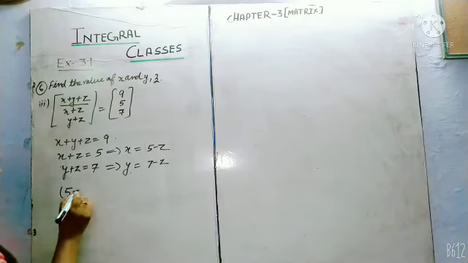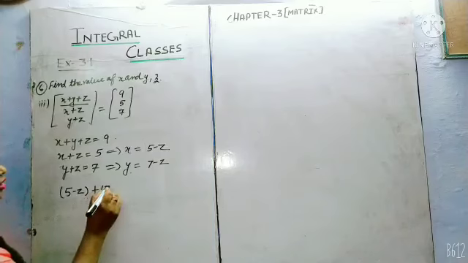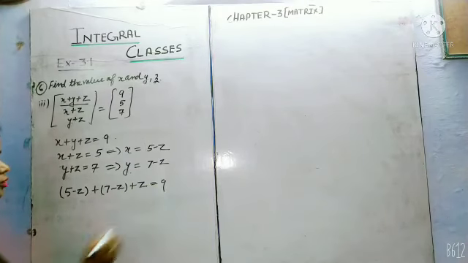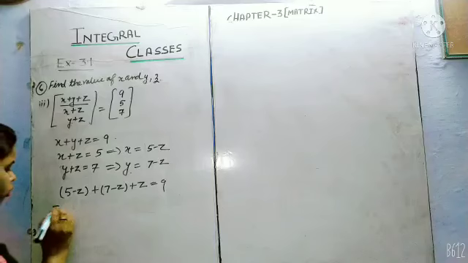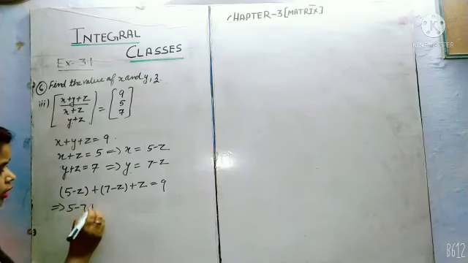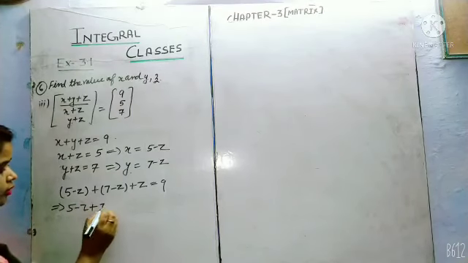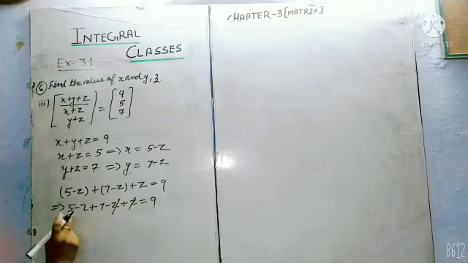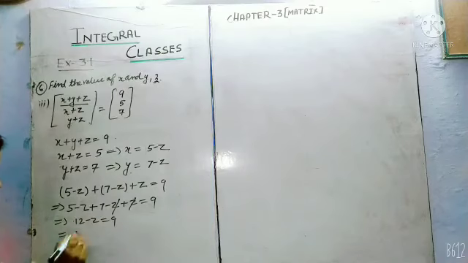Then 5 minus z plus 7 minus z plus z equals 9. Okay. Now open all the brackets. z cancels. Then 5 plus 7 is 12, and 12 minus z equals 9. 12 minus 9 is 3, so 3 equals z. It means we will get z equals 3.